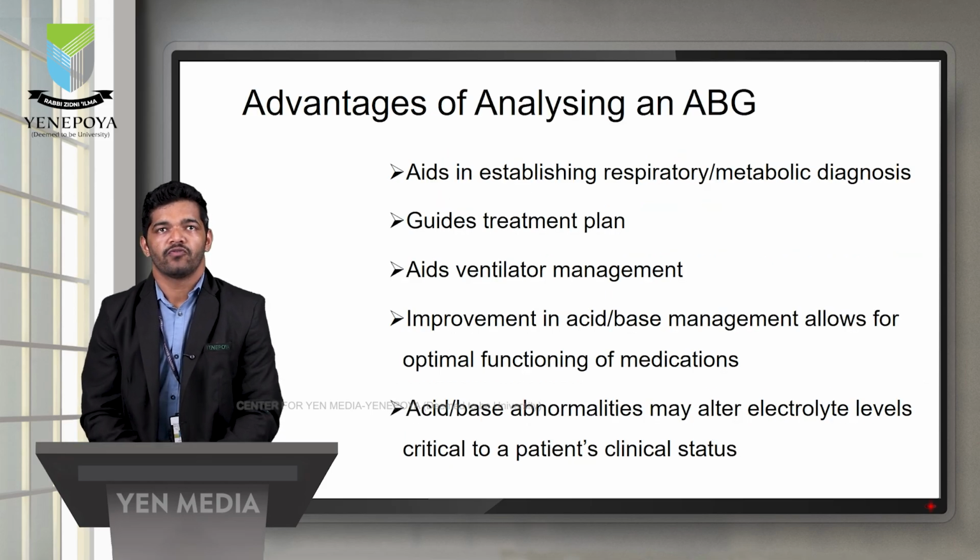And these are the advantages of analyzing the ABG report. It aids in establishing either a respiratory or a metabolic disease condition. For example, most of the respiratory conditions, that is type 1 and type 2 respiratory failure, will be assessed with the help of the ABG reports. Second one, it guides the treatment plan. So whether we have to initiate oxygen therapy or mechanical ventilation will be based on the ABG reports, and it aids in ventilator management, whether we are going to change the ventilator parameters or escalate or de-escalate them, based on the ABG reports.